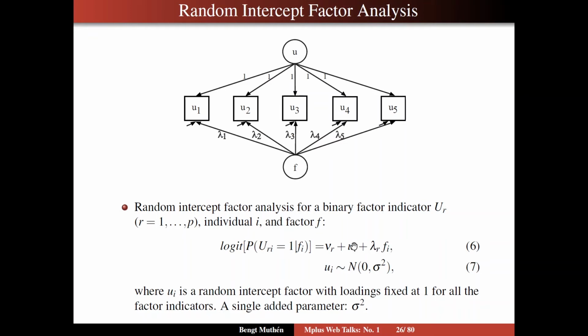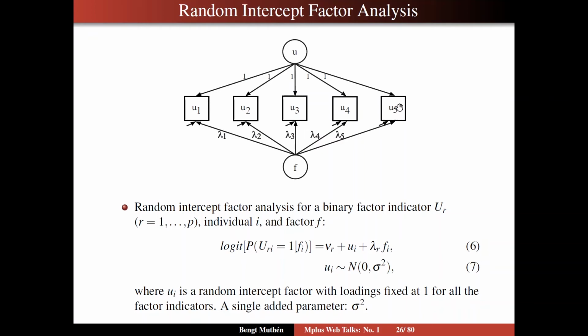So here we then have a random intercept with mean 0 and variance sigma squared. Alternatively, you could say that the mean is nu r and put the mean in here. But it's the same thing. U i is a random intercept factor with loadings fixed at 1 for all the factor indicators. So we actually add only a single parameter, sigma squared, the variance of this, to the regular factor analysis model.